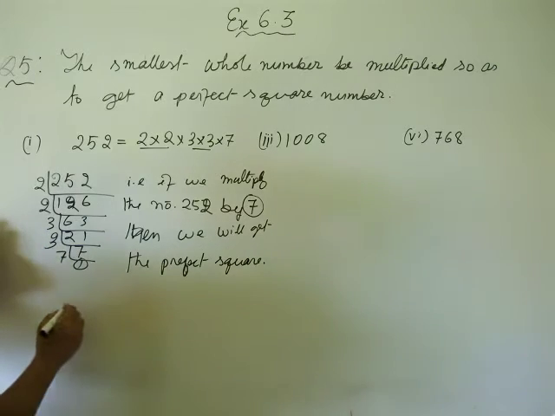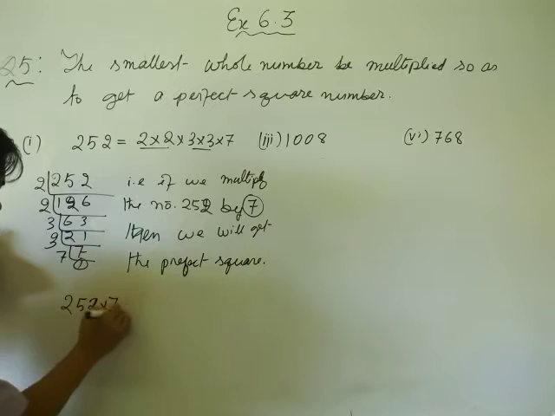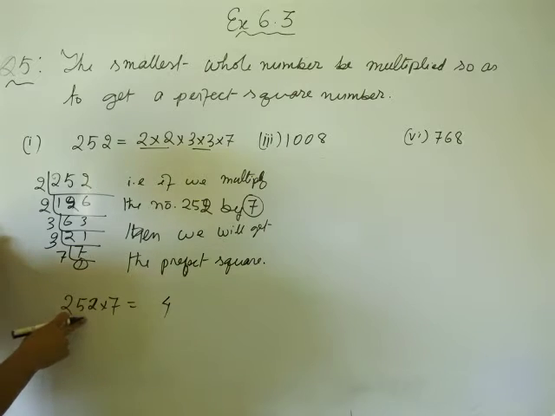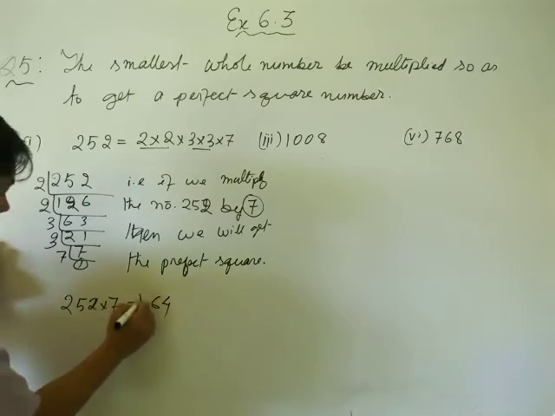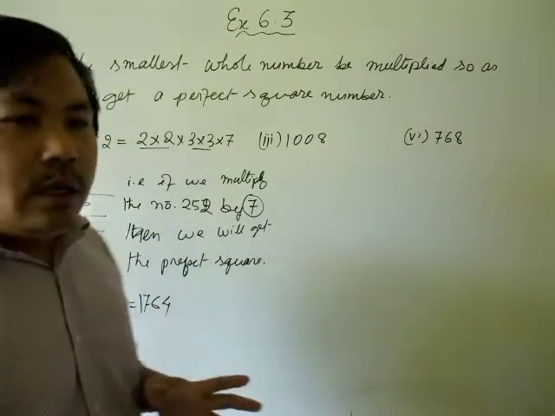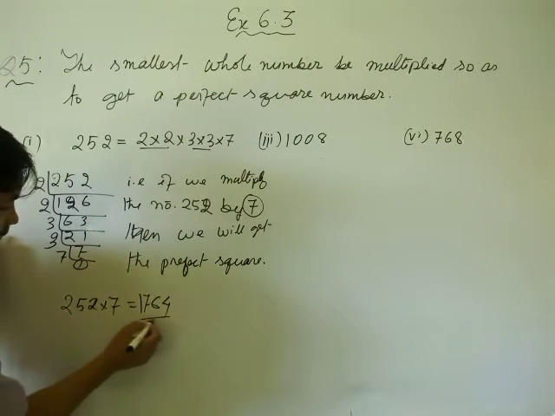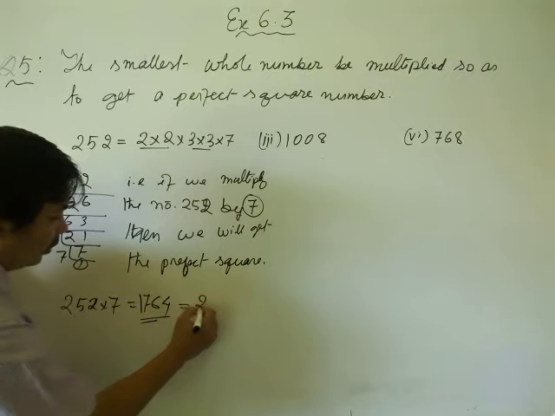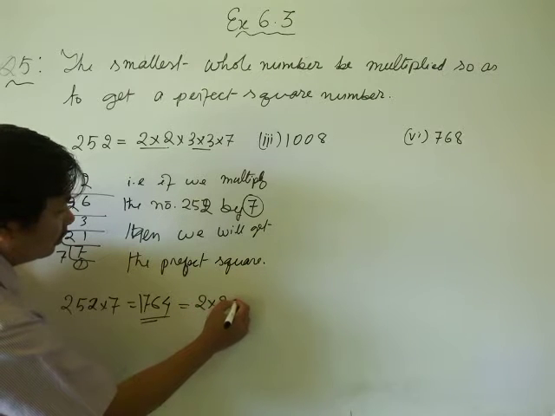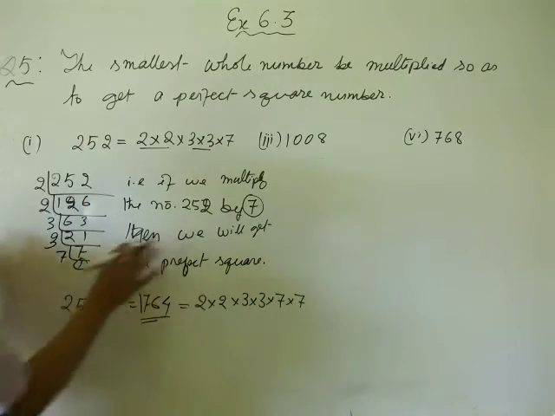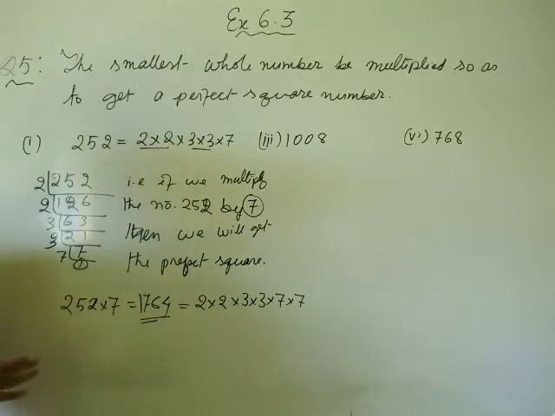That means if we multiply 252 by 7, how much do we get here? 7 twos are 14, 7 fives are 35, and 7 twos are 14. We get 1764 as the number, so then we get the perfect square. That means this now becomes 2 into 2 into 3 into 3 into 7 into 7. After multiplying with 7, we'll get the perfect square.